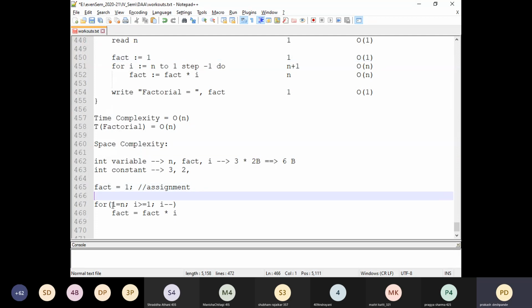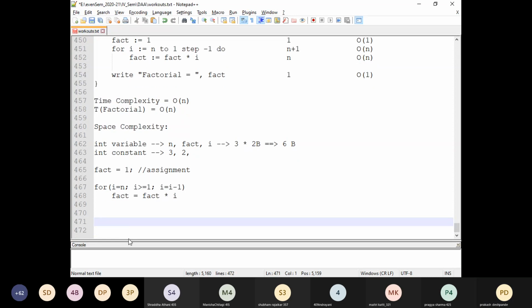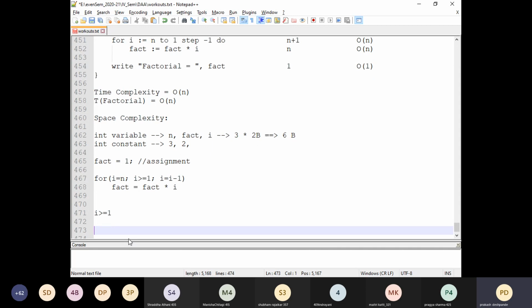Okay, now the next we have 1 here, and we have actually 1 hidden in this I minus minus. This I minus minus is nothing but what? I is equals to I minus 1 basically, isn't it? So we have a number here, 1, and we also have another number over here. Now let us try to identify whether these are constants or not. Okay, now look into this particular statement, I greater than or equal to 1. Now, what type of operation is this?